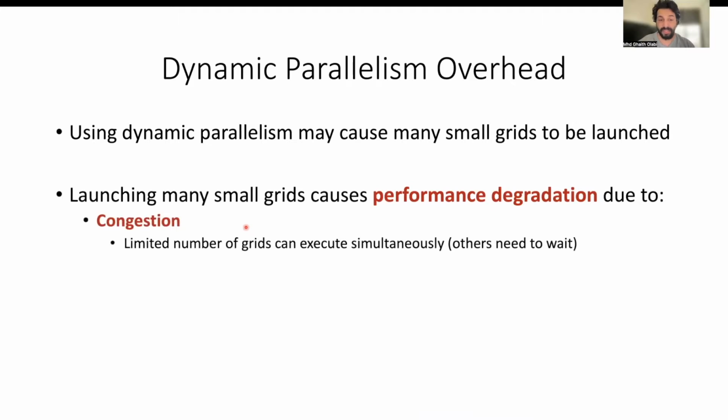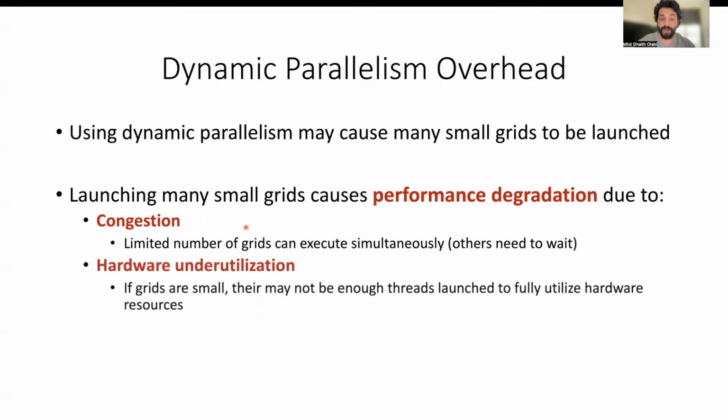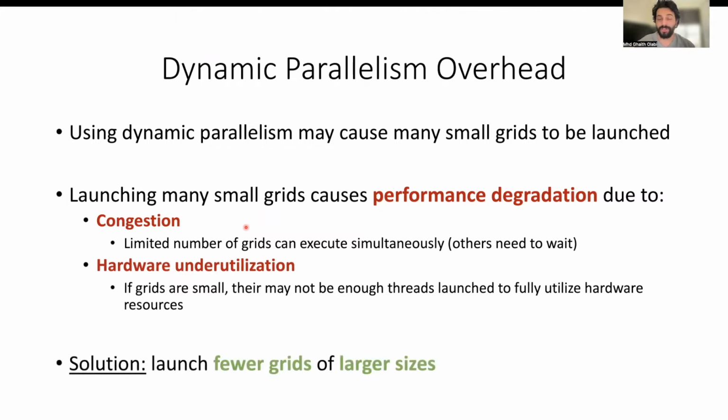Congestion, because devices can execute a limited number of grids simultaneously. Hardware underutilization, because if these grids are small, then there might not be enough threads launched to fully utilize the hardware. The solution is to launch fewer grids of larger sizes.